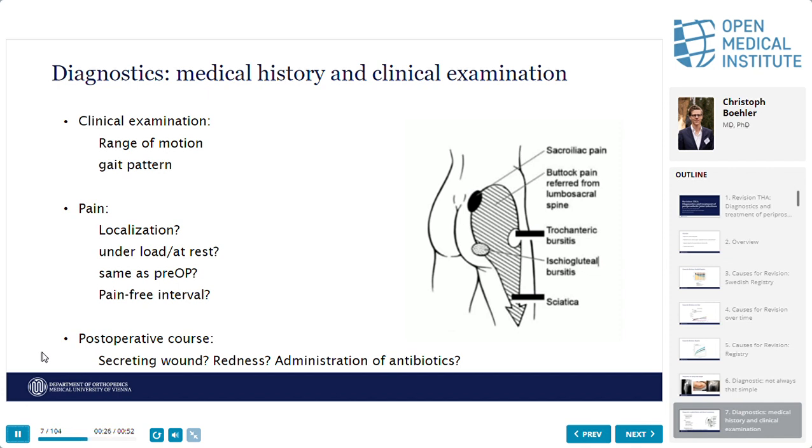Then you ask, is the pain under load or at rest? Were there any changes between pre-op and post-op? Was there a pain-free interval, so the pain started a couple of months after the surgery? All this gives you a little hint what could be the reason for the pain. And also the immediate post-operative course: was the wound secreting? Was there any redness, or were antibiotics administered for a longer time?